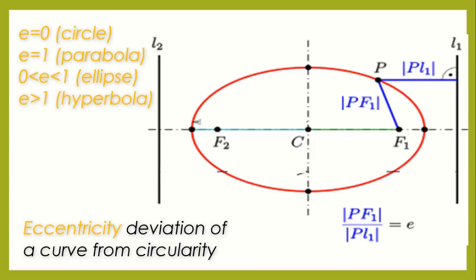Okay. Again, ano yung eccentricity? Deviation of a curve from circularity or sa pagiging circle. So, sa makatuwid, magkakameron lang ng eccentricity value ang isang curve or conic section kapag hindi siya circle or circular. Okay? And that constant value, yung ratio nito, PF1 to PL1, is always constant e.